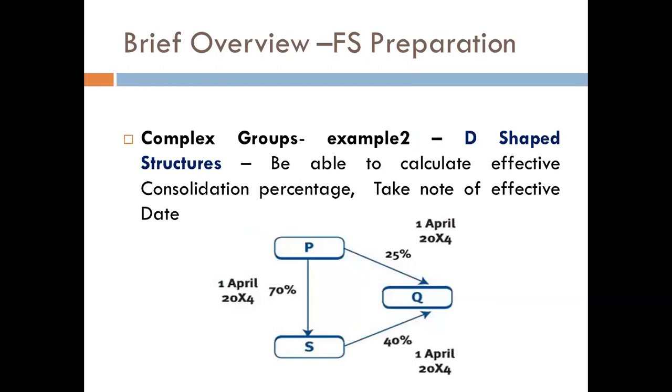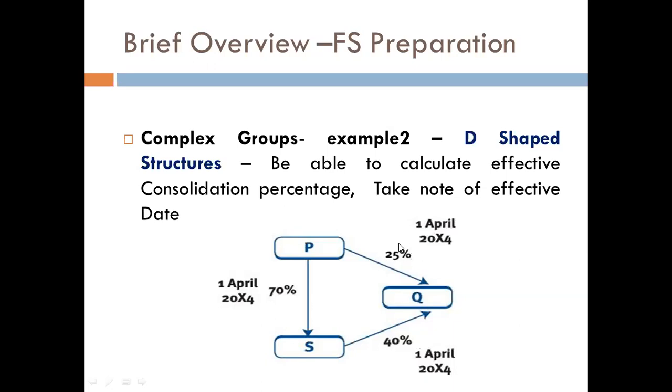The D-shaped structure is a structure where we have the parent acquiring investment in the subsidiary, and the subsidiary also acquiring investment in another company, which might be an associate. In this case, for example, Q is an associate of S, but again, because the parent has acquired 70%, this is its subsidiary. But if we take it, it controls S, and 40% that can be controlled.